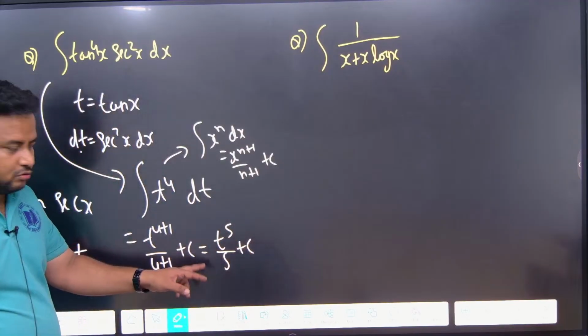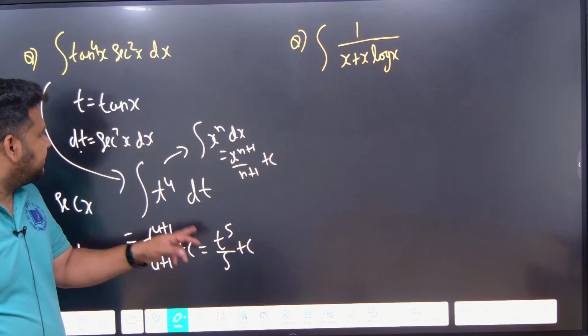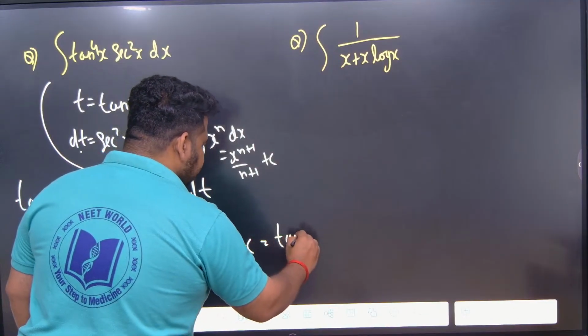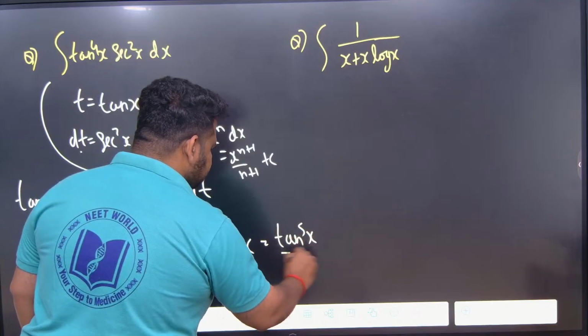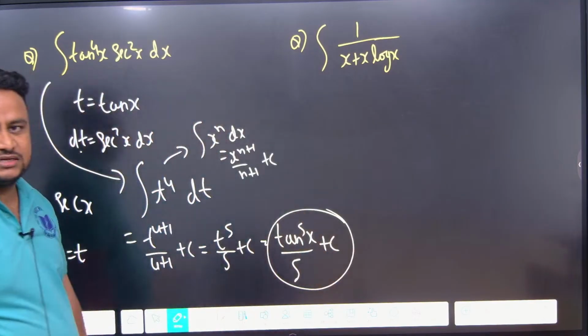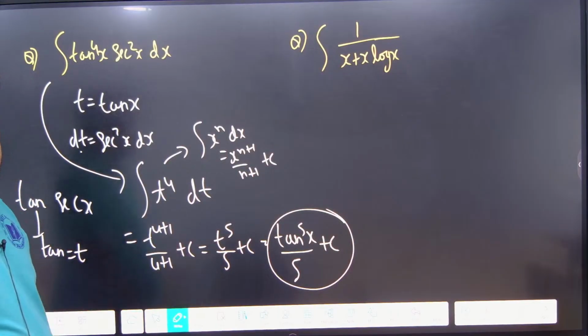Is that it? No. We have to substitute the value for t. t is what? tan x. So I can write this as tan power 5 x divided by 5 plus c. This is the final answer, friends. This is how you can solve this question.